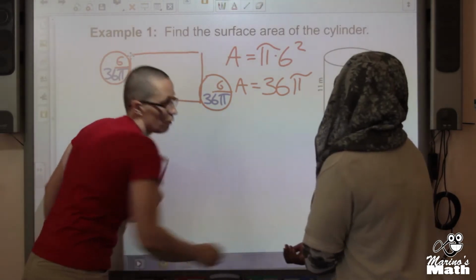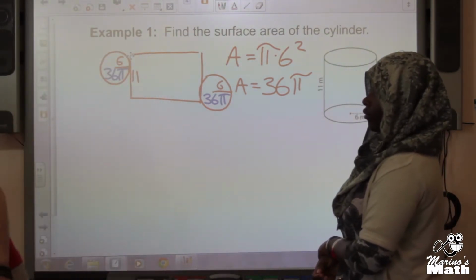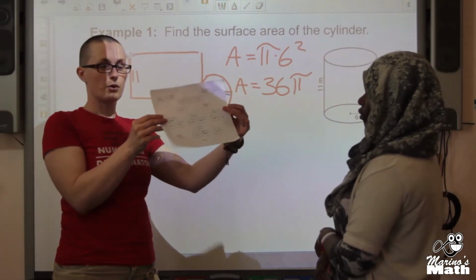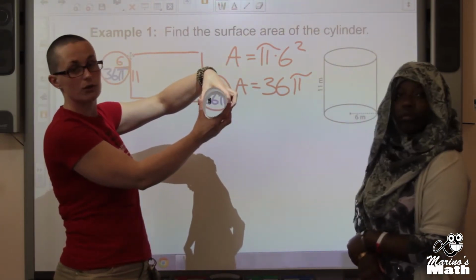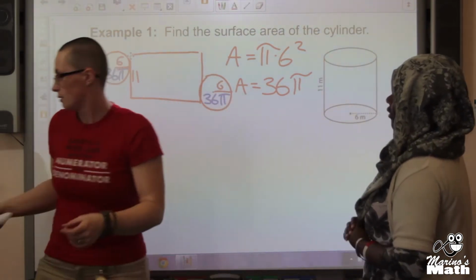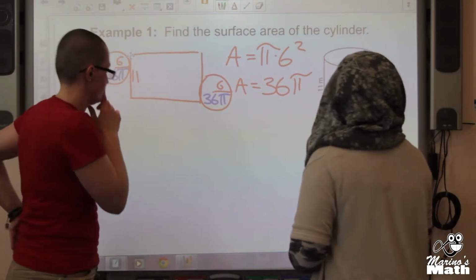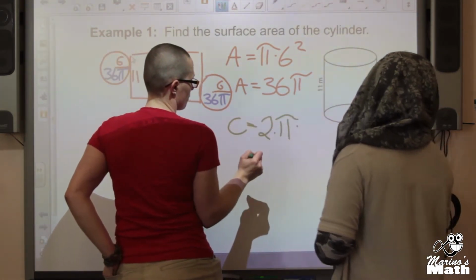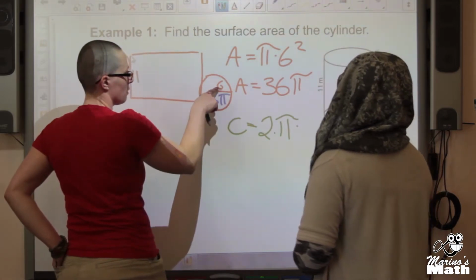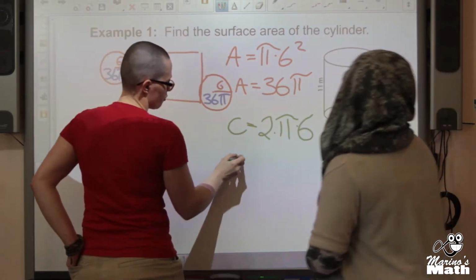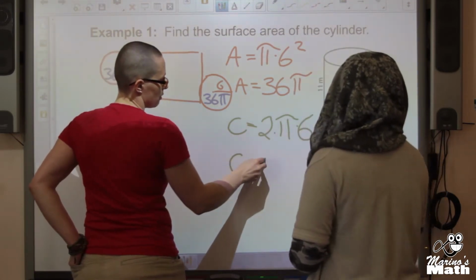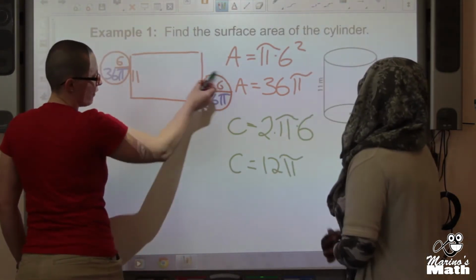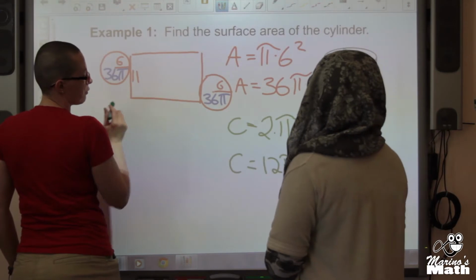Right, because when we take any piece of paper and we roll it up into this shape, it's a rectangle. But when we roll it together and you look at it, it's actually the circumference of the circle. So how do we find circumference again? C equals 2 times pi times the radius of the circle, six. So we end up with C equals 12 pi. And this circumference that we found for the circle will become our length of our rectangle.